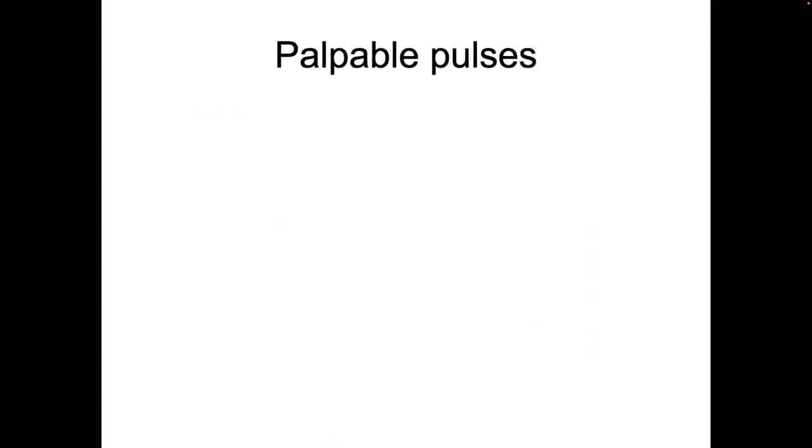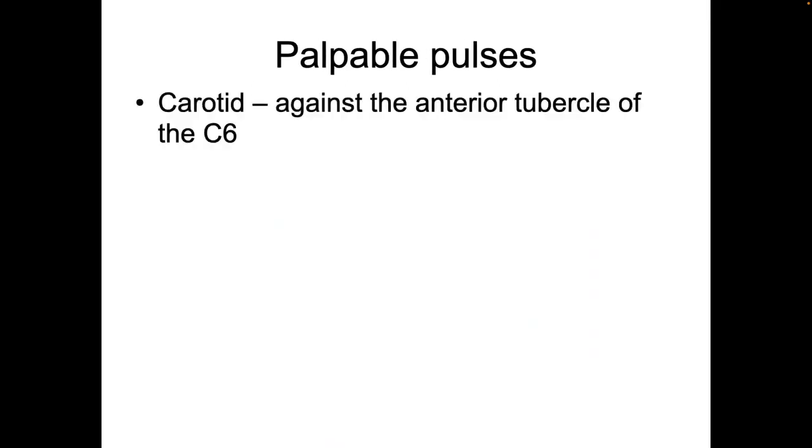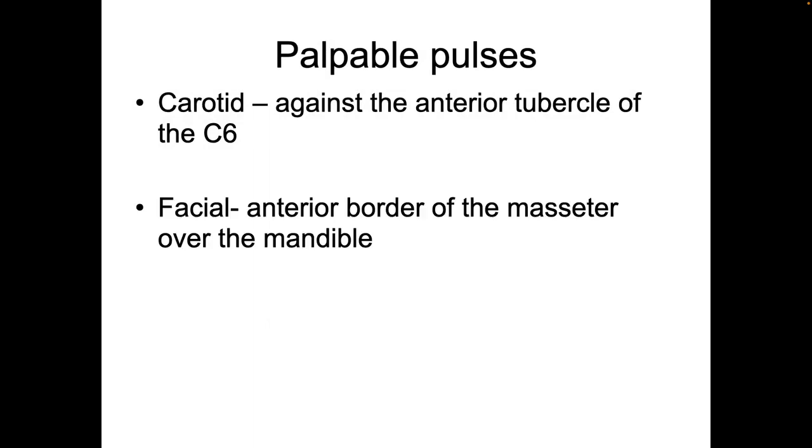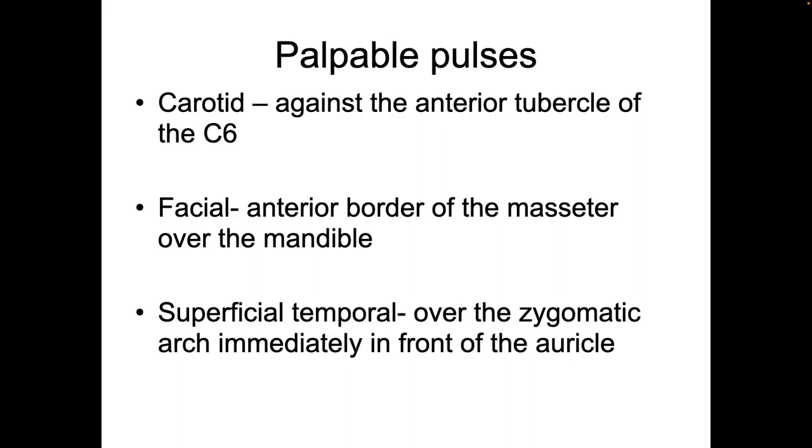Then the palpable pulses, which are asked in your living anatomy as well. Carotid pulse, which we can palpate against the anterior tubercle of C6 vertebra. The facial artery, which can be palpated along the anterior border of the masseter over the mandible. For that, you have to clench your teeth tightly. Then superficial temporal artery, which can be palpated over the zygomatic arch immediately in front of the auricle.